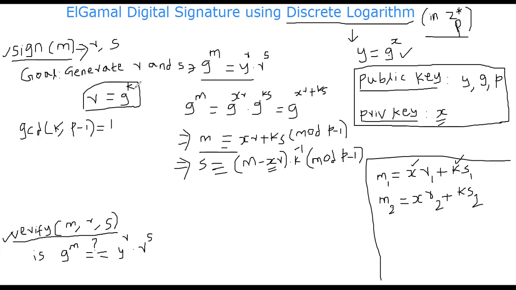So we should never use the same k. It's not exactly a key, but the same random number k. Whenever we apply the ElGamal scheme, the r must be unique. There should be no collision. Otherwise, you leak x. Otherwise, somebody can extract the private key x from the public key.